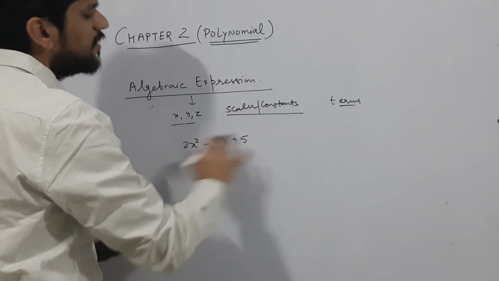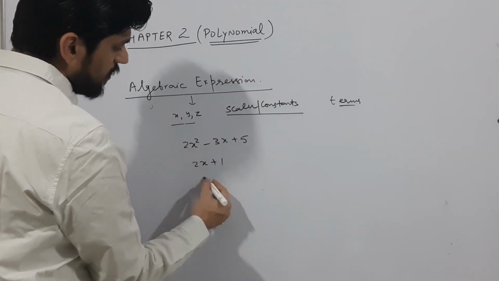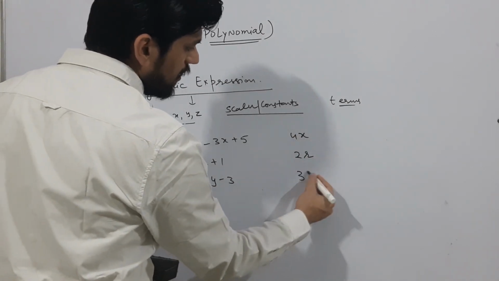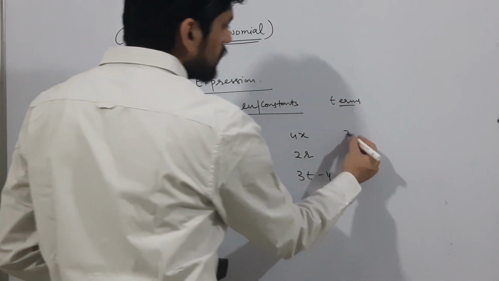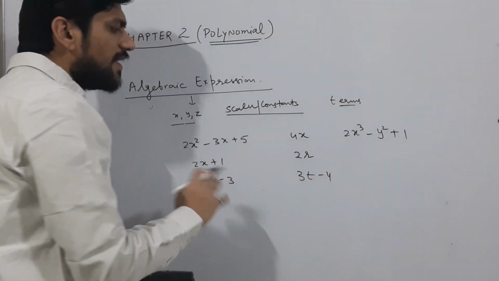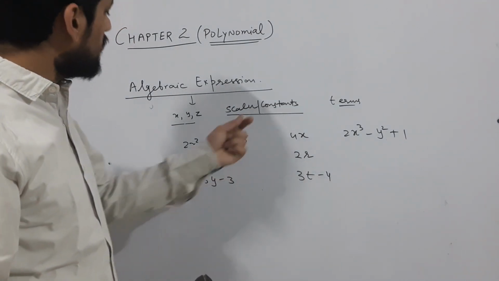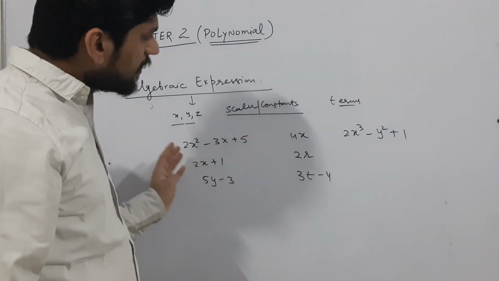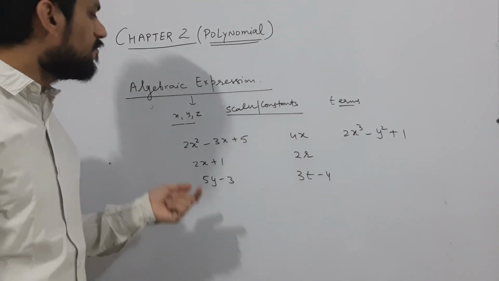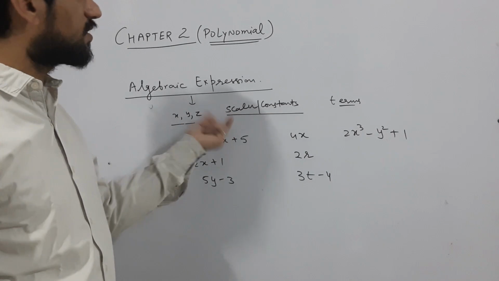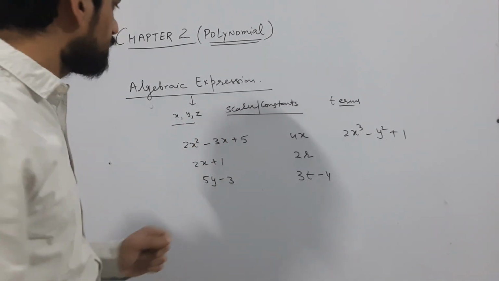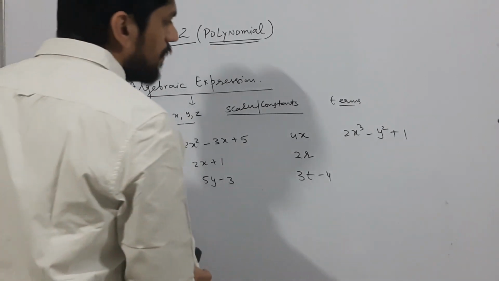It can contain any number of terms. For example, 2x plus 1, 5y minus 3, 4x, 2r, 3t minus 4, 2x cube minus y square plus 1. It can contain any number of variables, any constant, and any number of terms. So all these are algebraic expressions. They involve variables and constants, also called scalars, and their terms are separated by plus or minus. So this is basically an algebraic expression.